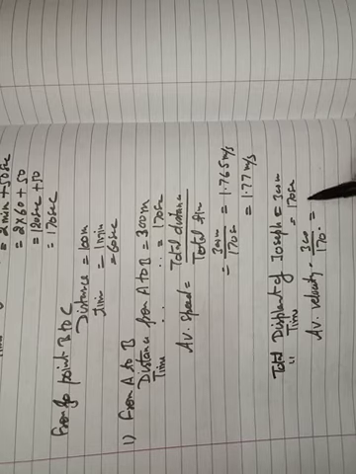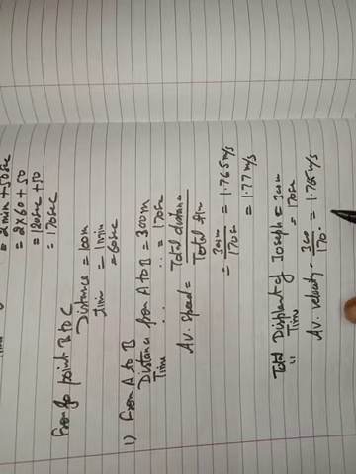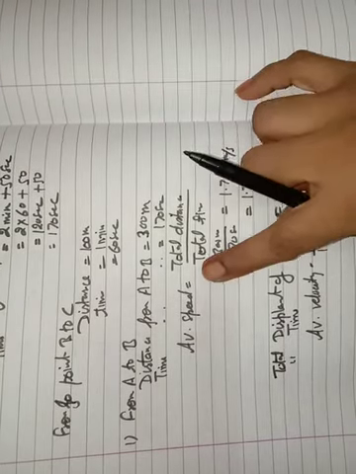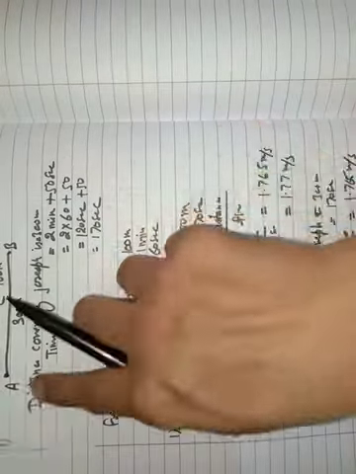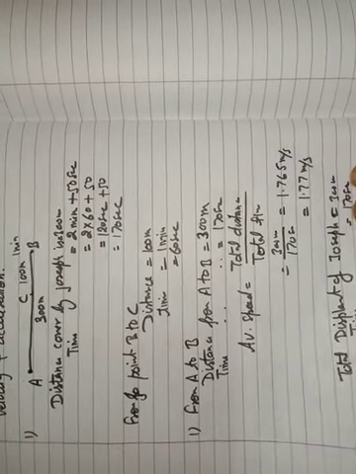So it will be 1.765 meter per second. This is the average velocity. Now in this question, average speed and average velocity from point A to B are the same. But what about from B to C?